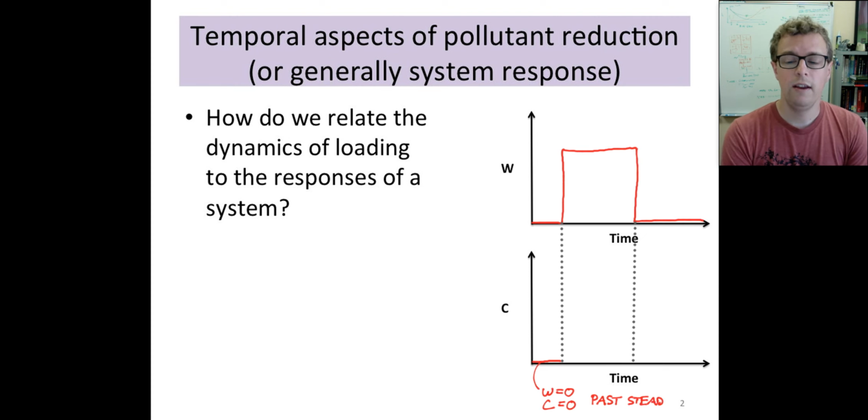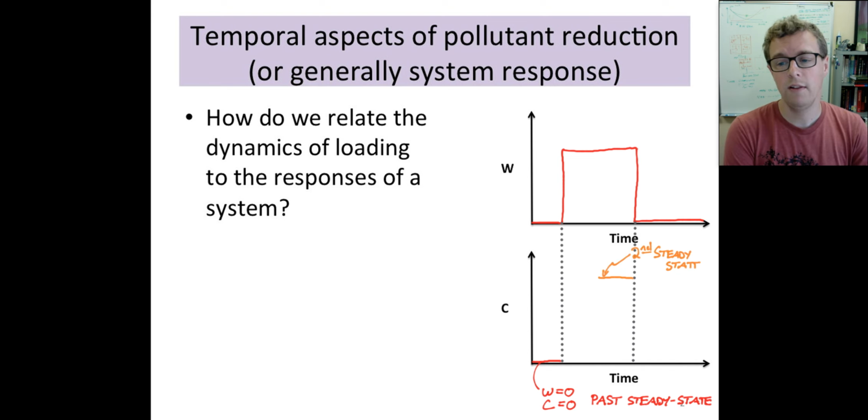So let's say that our loading looks something like this. That's a plot of loading through time on the top and concentration through time along the bottom. And so for this first bit, until you get to the first gray dotted line, there is no load and there is no concentration. So you're at the past steady state, or the previous steady state conditions. Now for whatever reason, at that time, a new load is applied.